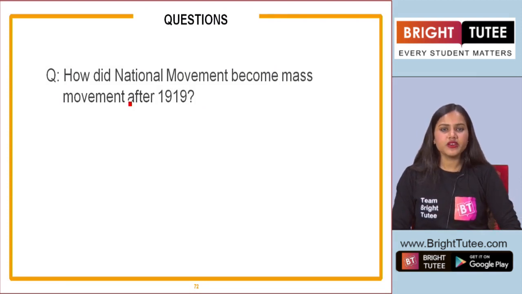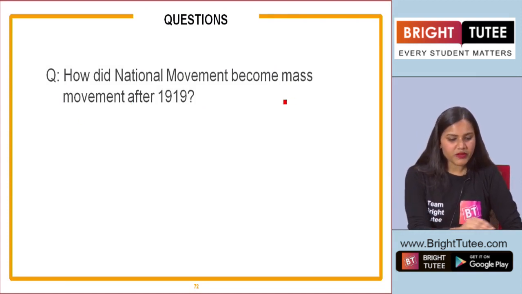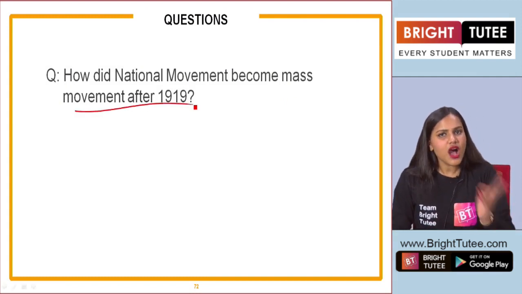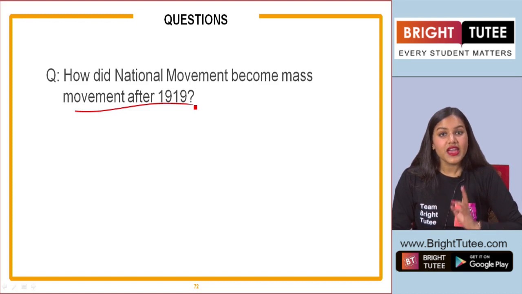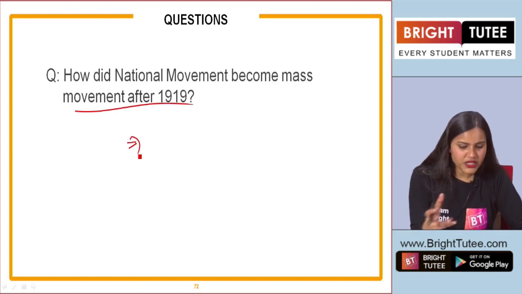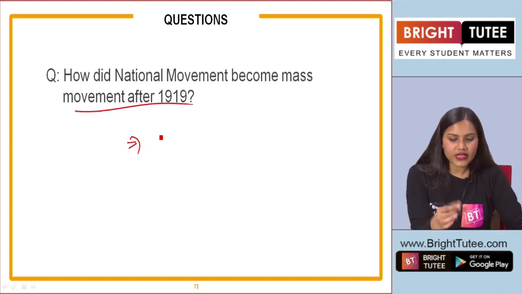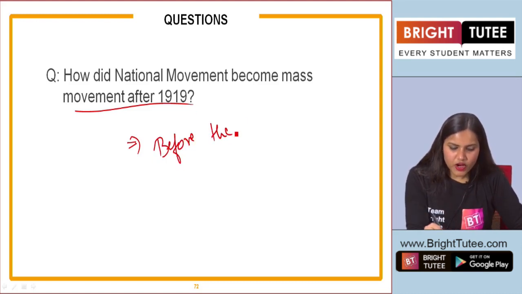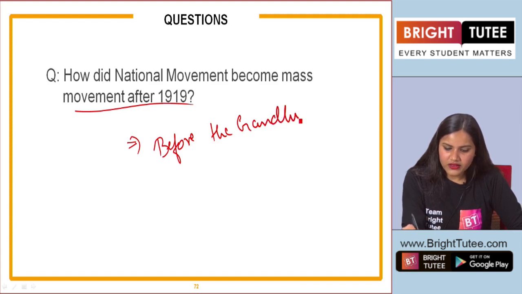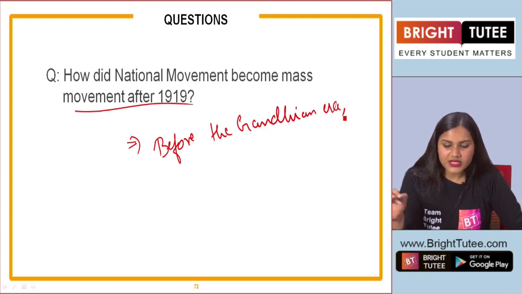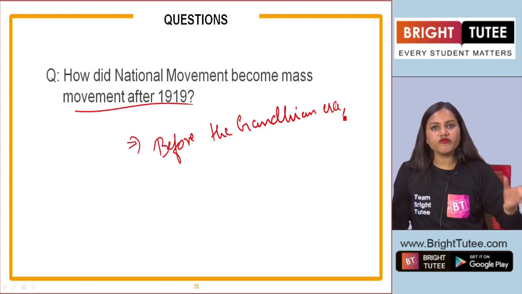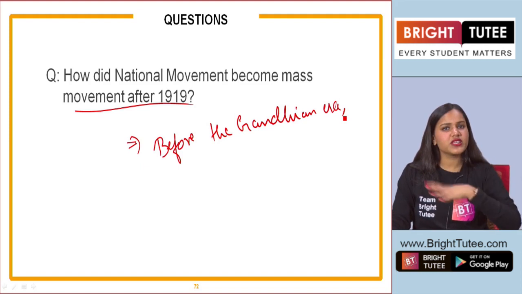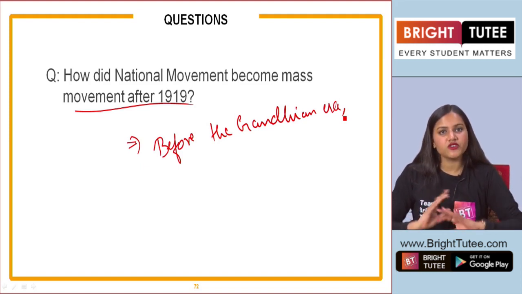The second question here is, how did the national movement become a mass movement after 1919? So how are you going to answer this question, students? Here you have to mention a bit about the situation before the Gandhian era, right? I'm just giving you the key points here. Before the Gandhian era, what happened? There were conflicts between different Congress leaders, moderates and extremists. So there was a chaotic situation in our country, a period of turmoil.